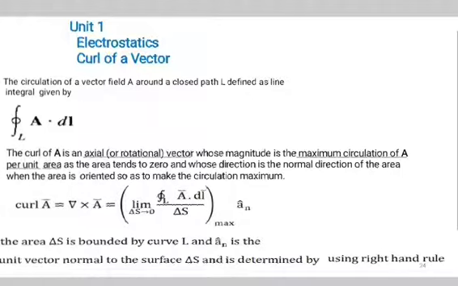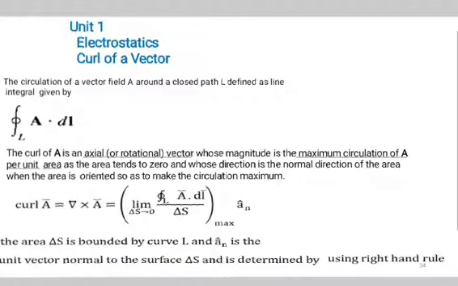So curl of A bar is del cross A bar, equal to the equation given here. Now what is delta S? The area delta S is bounded by curve L and a_n is the unit vector normal to the surface delta S, determined by using the right hand rule.